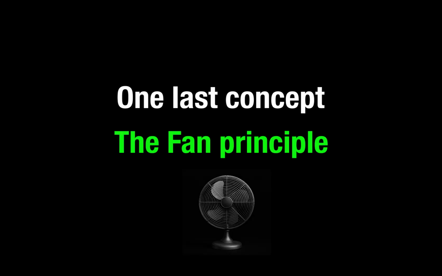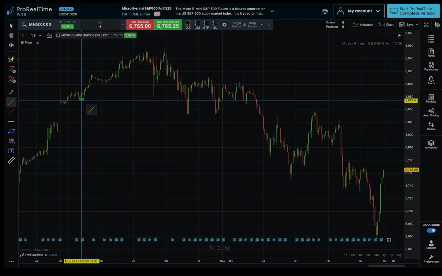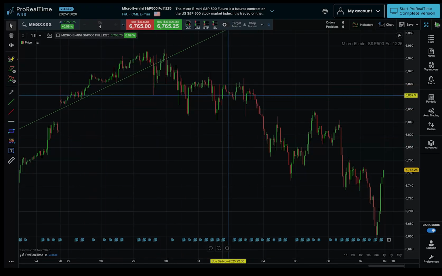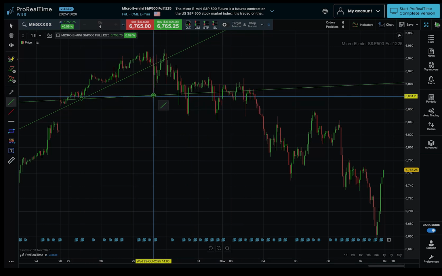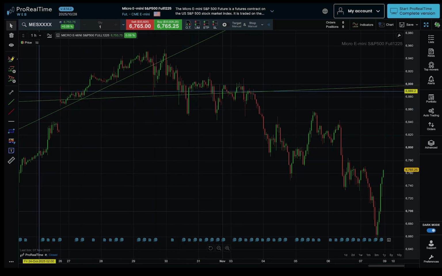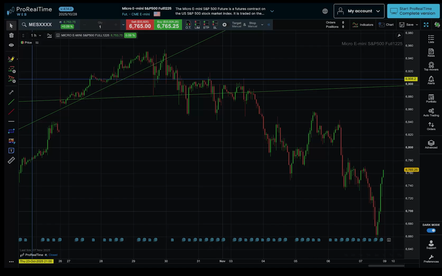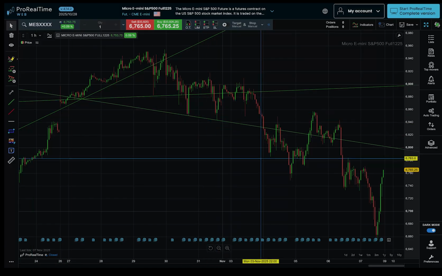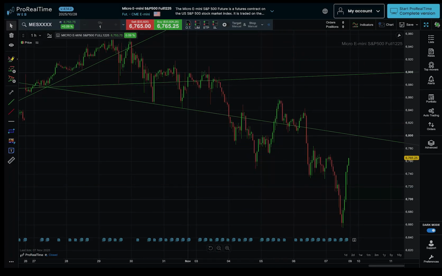One last concept, the fan principle. Sometimes when a trend line breaks, traders draw a second line at a flatter angle. Price follows that for a while, then breaks it. They draw a third line, even flatter. When that third line breaks, the trend is usually done. 3 strikes.